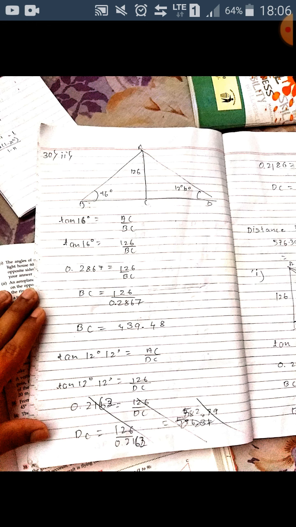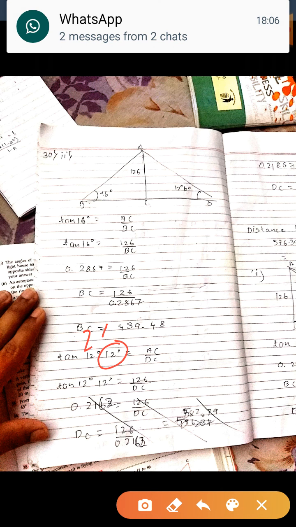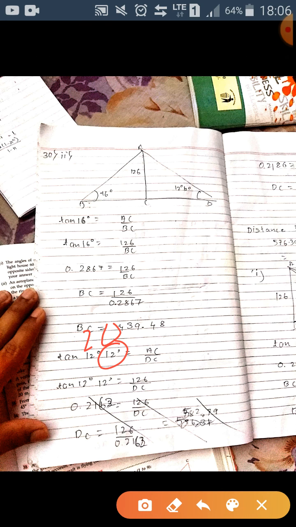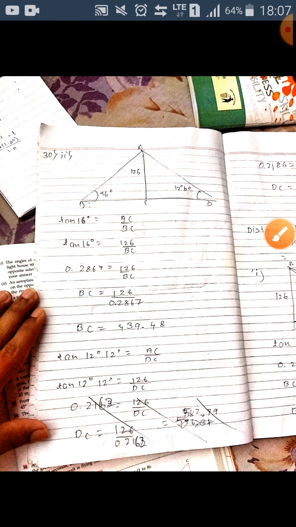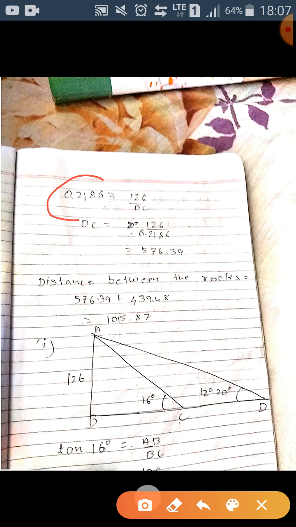Okay, now 12 degree, this one will be 20 minutes. Tan 12 degree 20 minutes is equal to perpendicular by base, which is AC by DC. AC I know is 126, so I've written 126 over there. And what is tan 12 degree 20 minutes? The value is 0.2186. This one also I'll teach you how to do, in a separate video, or maybe when I get there.